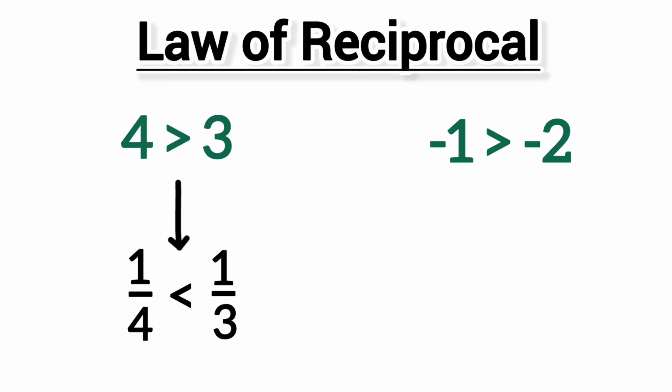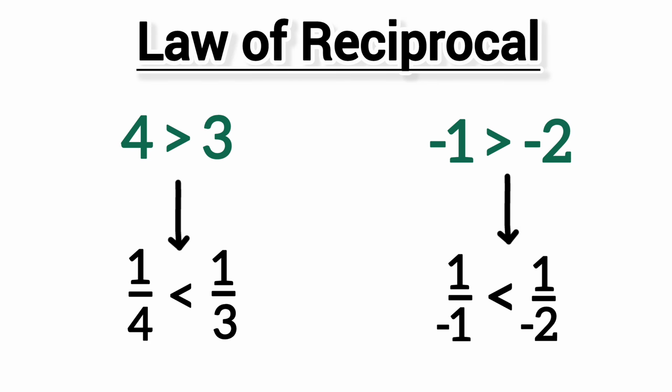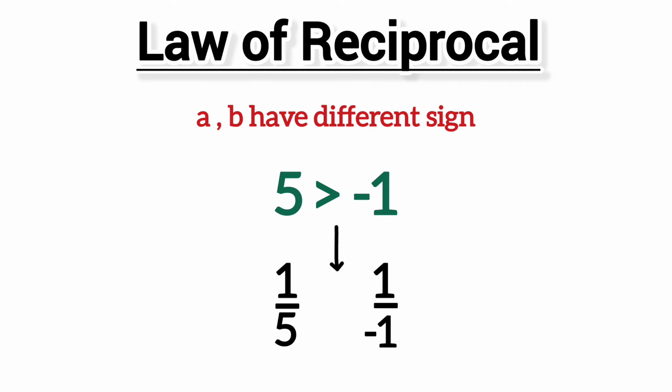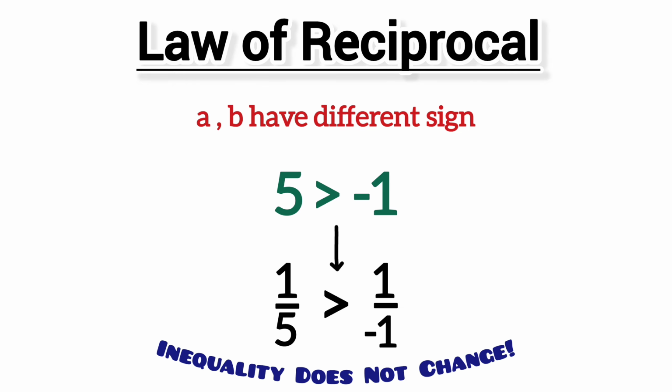Also minus 1 is greater than minus 2. If we take the reciprocal, minus 1 by 2 becomes greater than minus 1. In both the cases, the inequality is getting reversed. Now let's see what happens if a and b have different signs. If a is greater than b, let's take 5 greater than minus 1. If we take the reciprocal, 1 by 5 remains greater than minus 1. In this case, the inequality sign does not change.